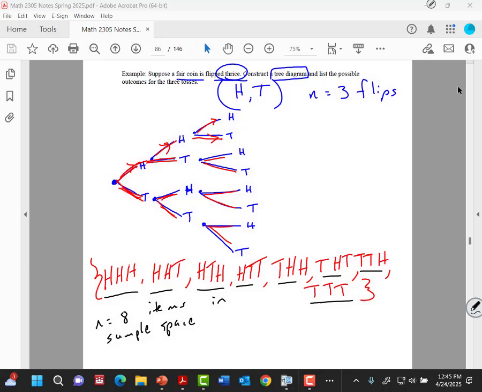But this shouldn't come as a shocker as to why it's 8. When I flip the coin once, there are 2 different outcomes, heads or tails. When I flip the coin a second time, there are 2 different outcomes, heads or tails. And when I flip the coin the third time, 2 different outcomes, heads or tails. The fundamental counting rule says take the product of these 3, that is 2 to the third power or 8. So there we have it.